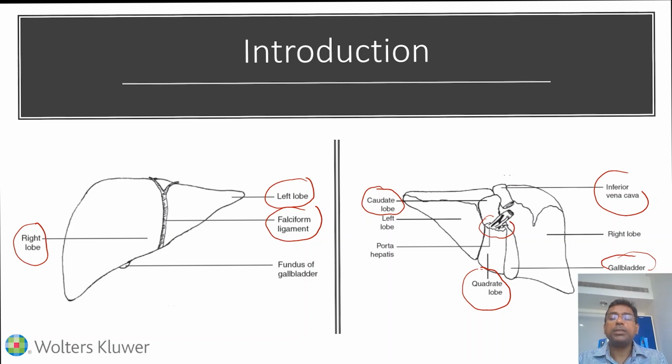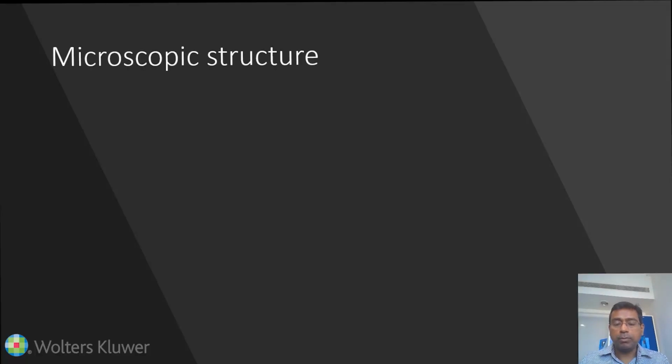Porta hepatis is the region through which structures enter and leave the liver. The structures entering are the hepatic artery, the portal vein and plexus of nerves. The structures leaving are the hepatic ducts and some lymphatics. Let us see the microscopic features of the liver.